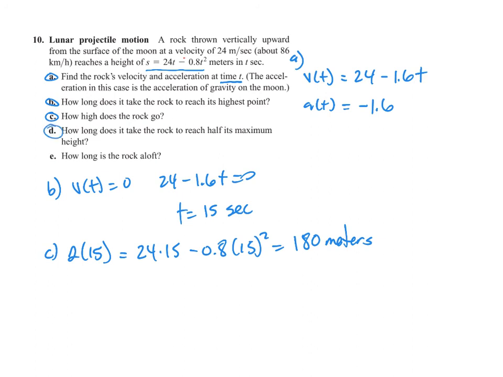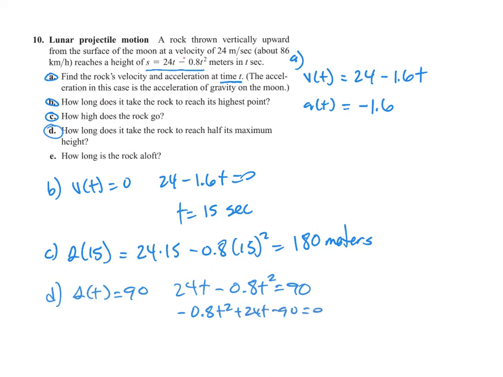Letter D says, how long does it take the rock to reach half its maximum height? And so for that, essentially what we want to do is set S of t equal to 90 and then solve. In other words, 24t minus 0.8t squared equals 90, which is a quadratic equation. So you've got some options. When you rearrange the terms here, you get negative 0.8t squared plus 24t minus 90 equals 0. So you could try and factor that thing, but it's not going to turn out to be an easy endeavor.